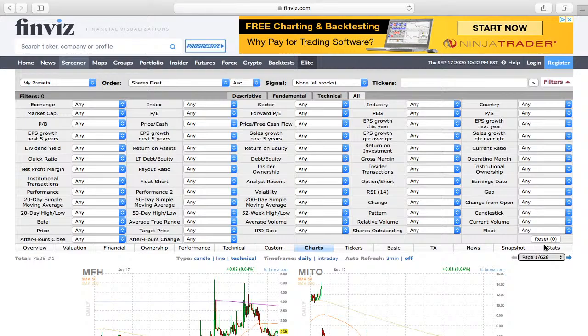Next one's going to be, let's see. Let's look at a swing play. So, someone's asking, what's a swing play? So a swing play is not a day trade. It's not a long play. It's right in between. Typically, maybe it's a couple weeks, couple days, maybe even overnight.